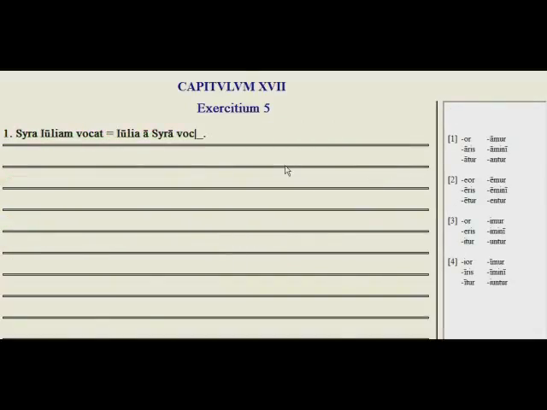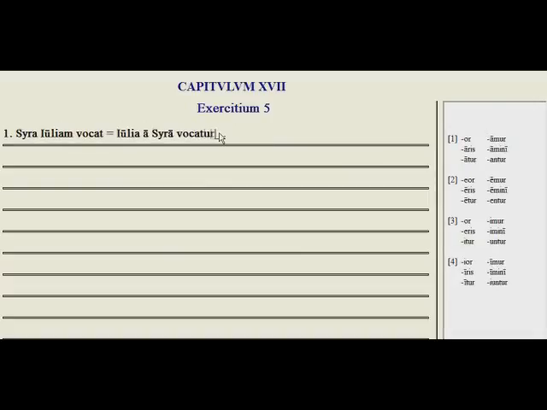Exercitium quintum, we have all of the passive forms. So, or, aris, atur, etc. Or, eris, itur, etc. Ior, iris, itur, etc. So the first, second, third, fourth conjugations in the passive. Notice that the final endings are the same. So ar, vis, tur, mur, mini, untur. So Sira calls Julia. Julia is called by Sira. Third person singular. Vocor, vocare, is vocatur.